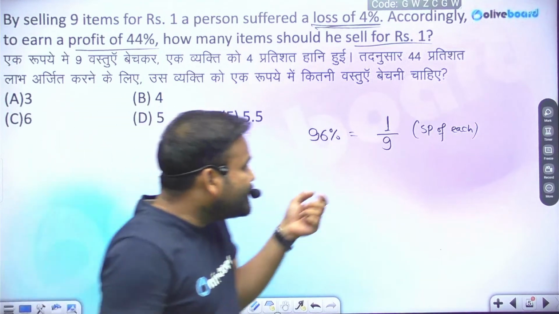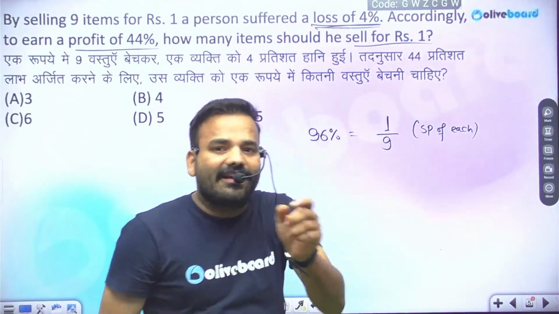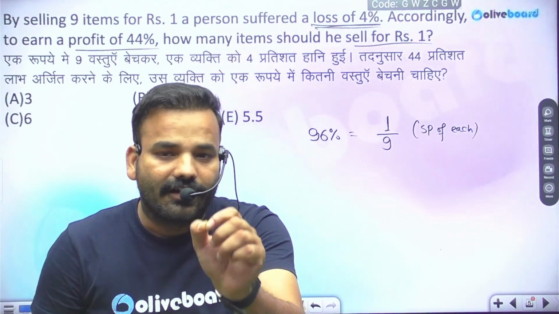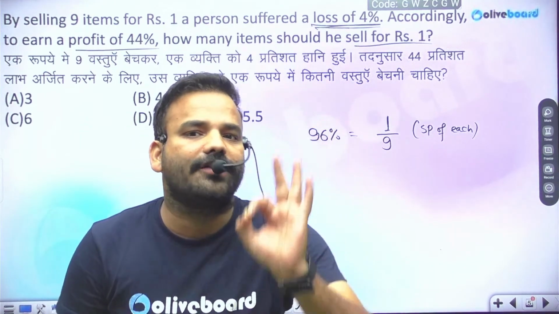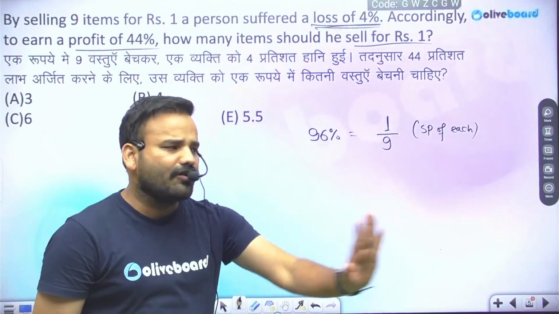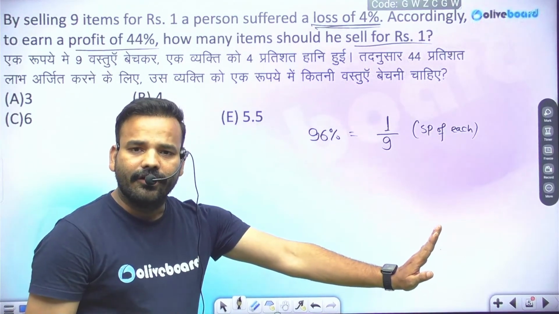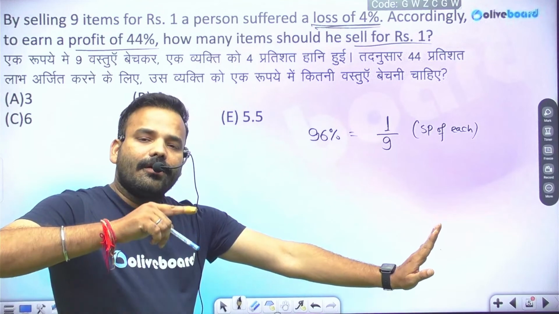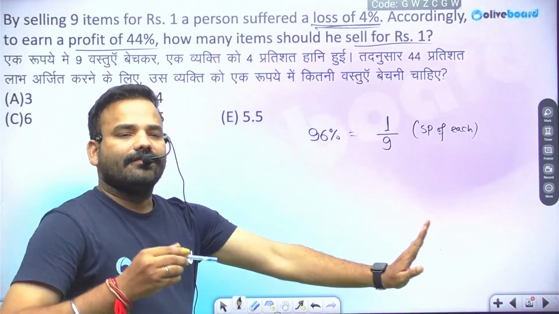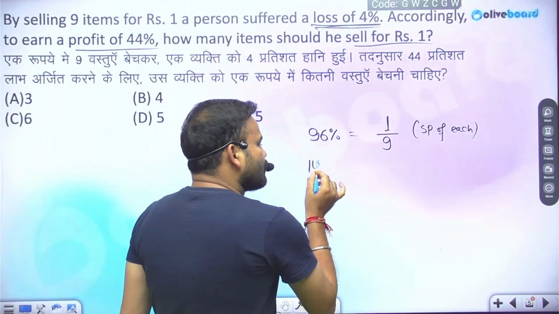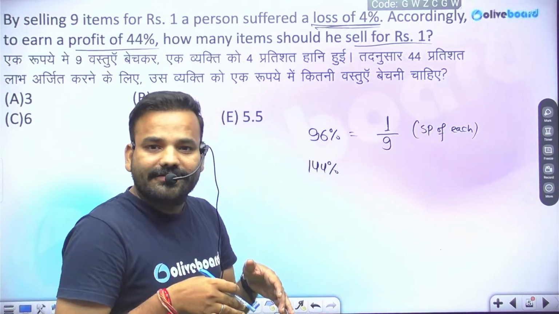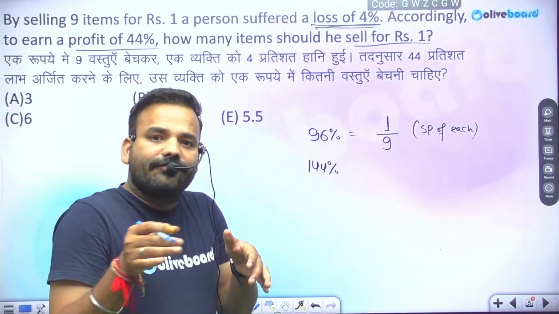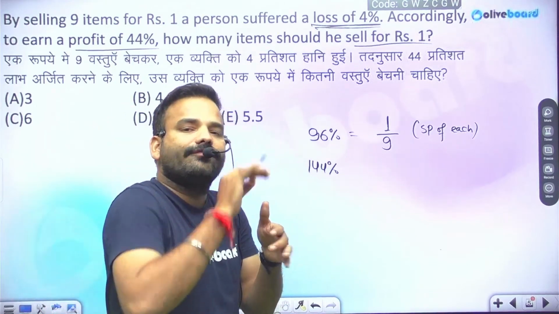Sir, when he was selling 9 articles for rupees 1, he was bearing a loss of 4%. Now this particular shopkeeper wants to make a profit of 44%. I told him, see, if you want to make a profit of 44%, you have to sell it at 144% of itself. So you have to cross the cost price. Cost price is 100%. If you want to make a profit of 44%, you have to sell it at 144% of its value.